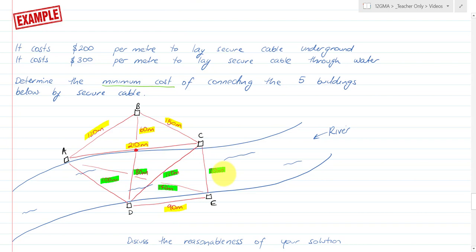So I can do a couple of things. I can tinker with this in my head as I go, or I can just do the multiplication straight up. All the yellow ones are multiplied by 200. So this is $2,400, the cost to lay that. This one here, 200 times that, is $4,200. 60 times 200 is $1,200. Should put the dollar sign there. 150 times 200 is $3,000. And 90 times 200 is $1,800.